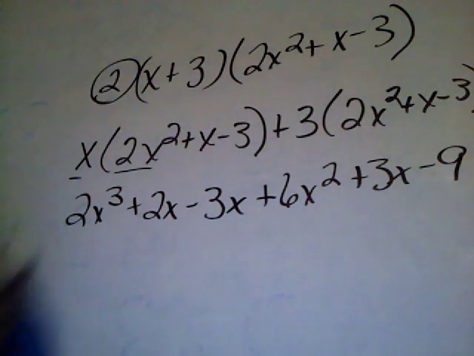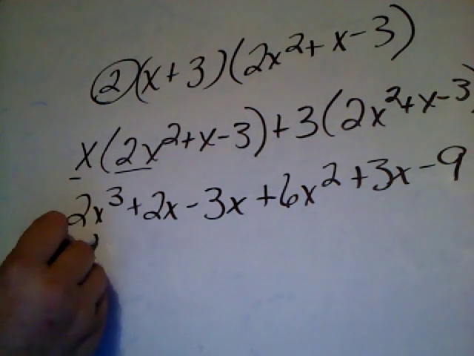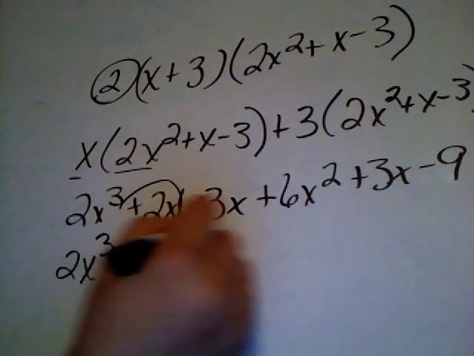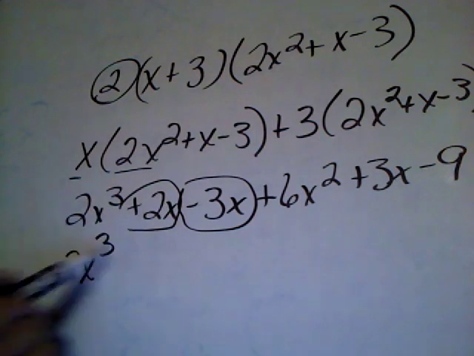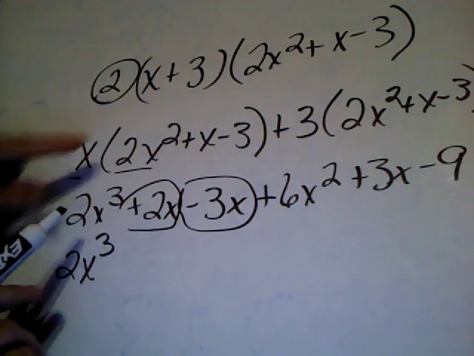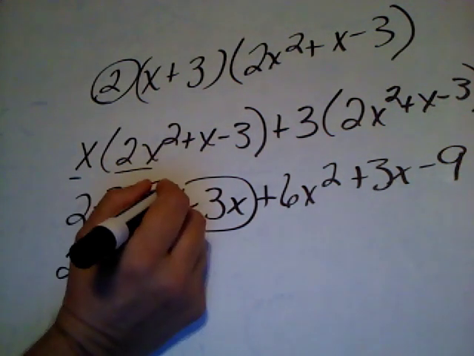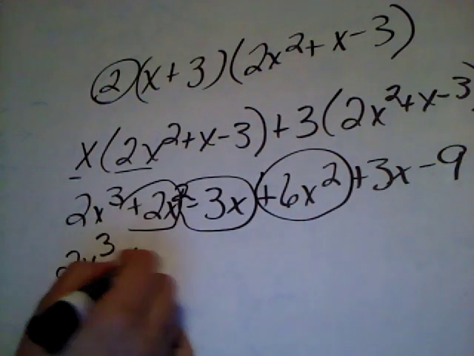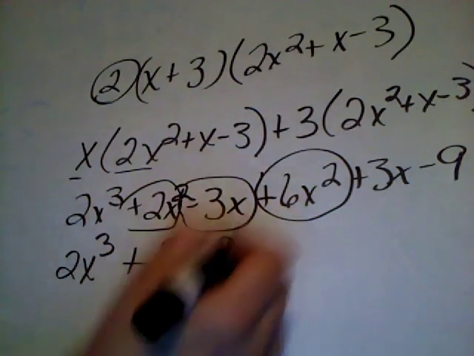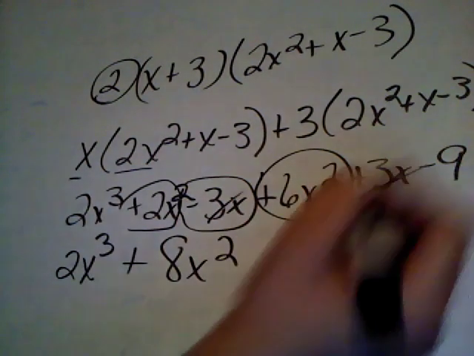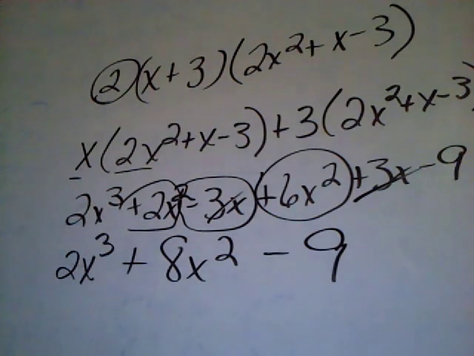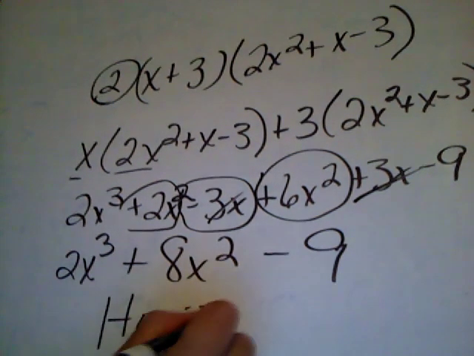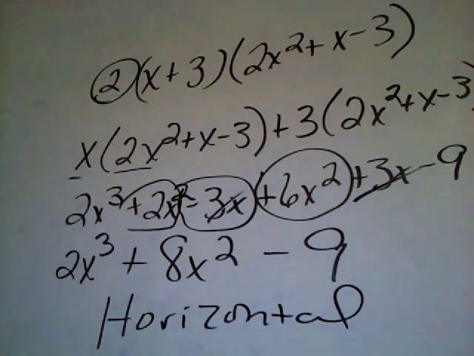Now I need to combine like terms. There is not another 2x cubed. There is a plus x squared, negative 3x, excuse me, this should be squared. There's a plus x squared and plus 6x squared, so that's 7x squared. And then my 3x's are going to cancel out, leaving me with a minus 9. So this is the horizontal, and the previous was the vertical.